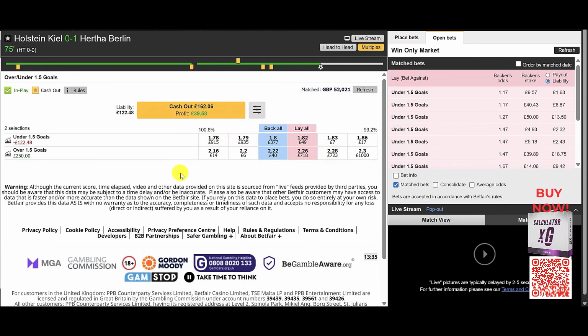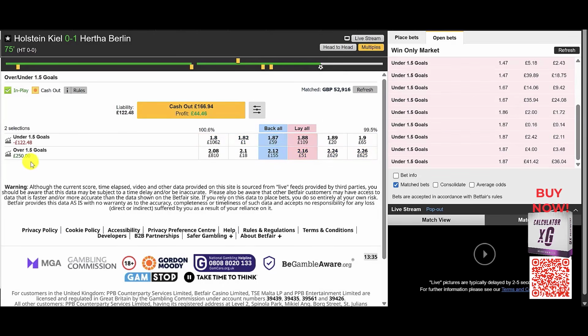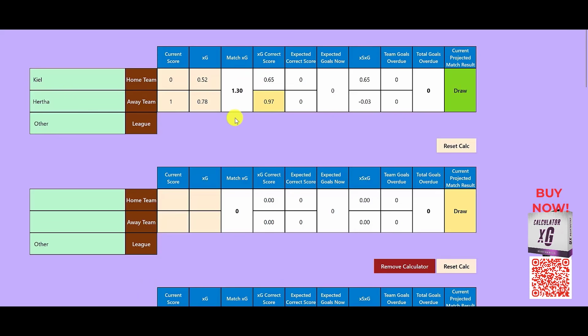75 minutes on the clock and we've got a goal. As said, we're expecting goals. We just don't know what time they're going to arrive. And this one's taken till the 75th minute for it to arrive. The good news is we've got all our lay orders matched. So we've got £250 of profit potential on the over 1.5 goals should we get another goal on this one. But we're going to obviously make a data-driven decision on this one. So I've updated the XG. This is the current XG numbers. This is the current score. So total goals overdue is 0.